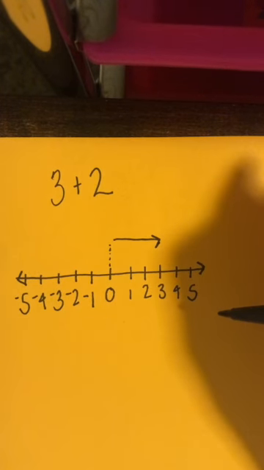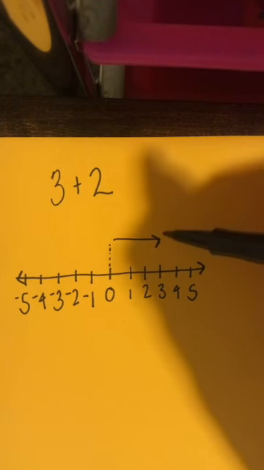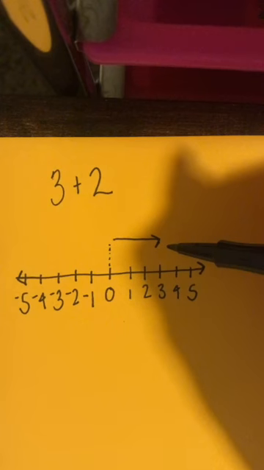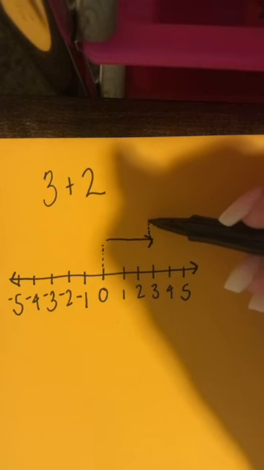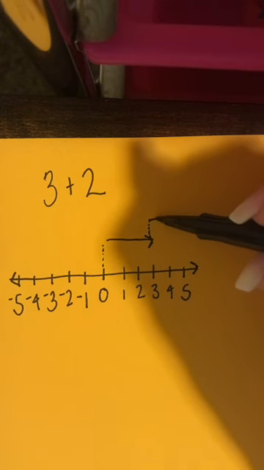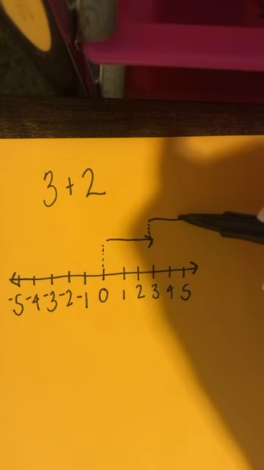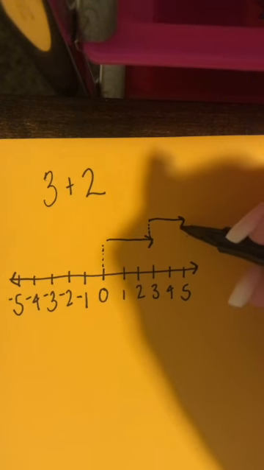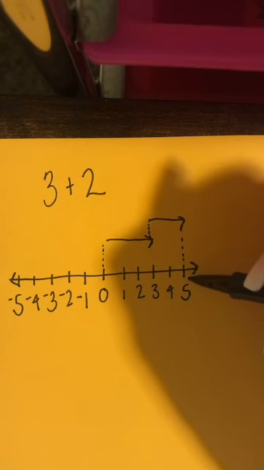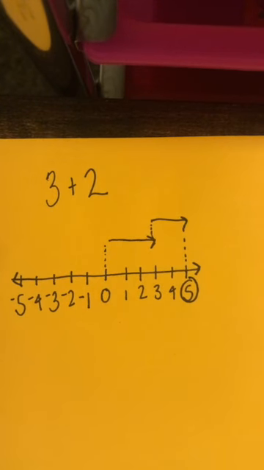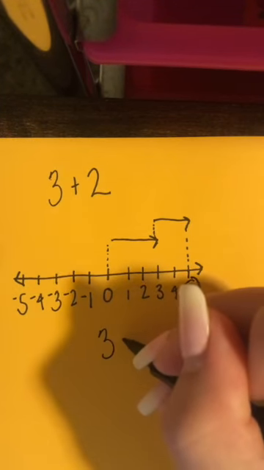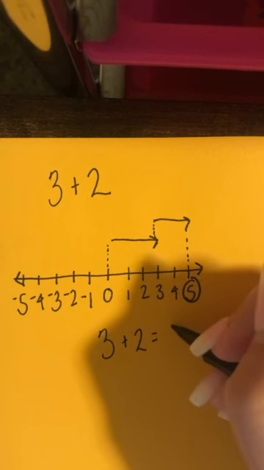Okay? And then from this arrowhead, you're going to draw another arrow that is 2 units long that points to the right. So we'll go up again, and then we'll go 1, 2. Then if you just go back down, you'll see what number it matches up with. So this gives you the answer of 3 plus 2 equals 5.